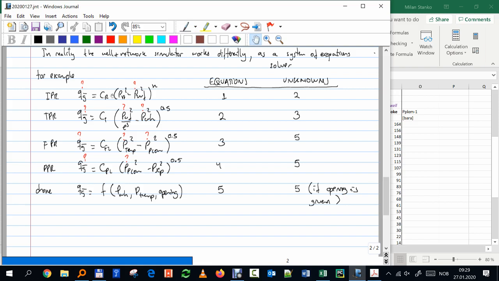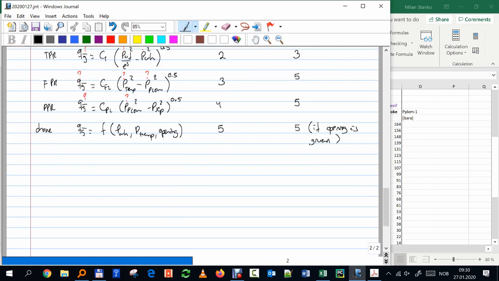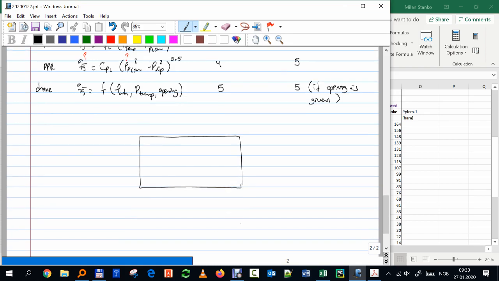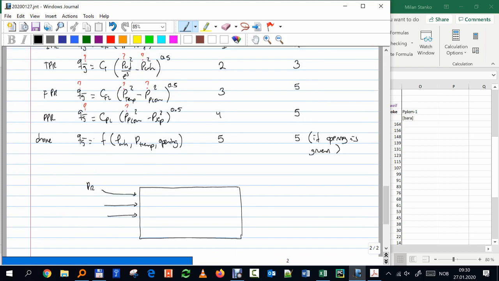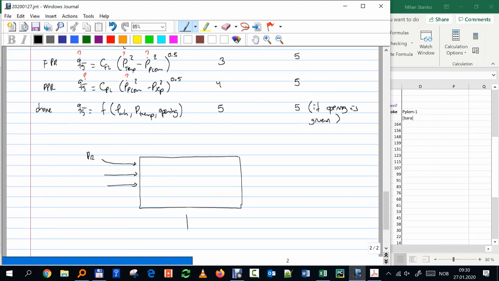You have all of these equations that have to be solved simultaneously, so let's make it like a big box. Okay, we have some input. That input that we have is a PR, for example, right? We don't need anything else, I think. Then we have the opening, choke opening.